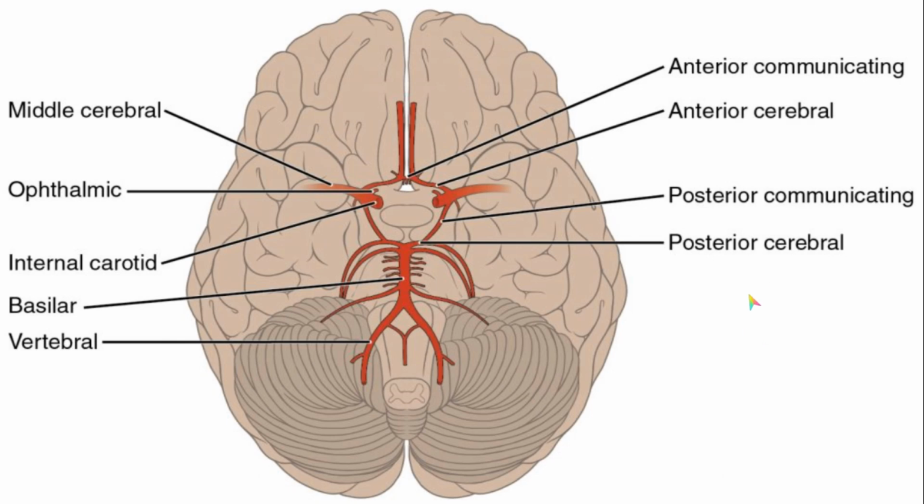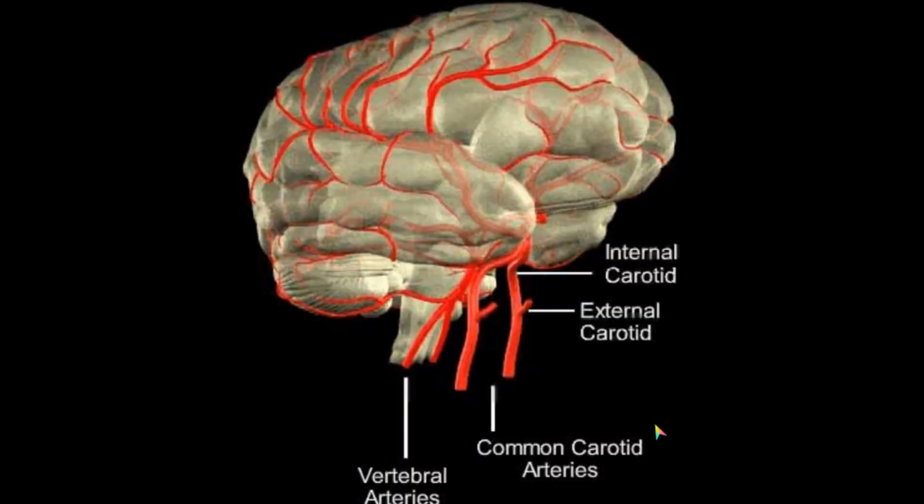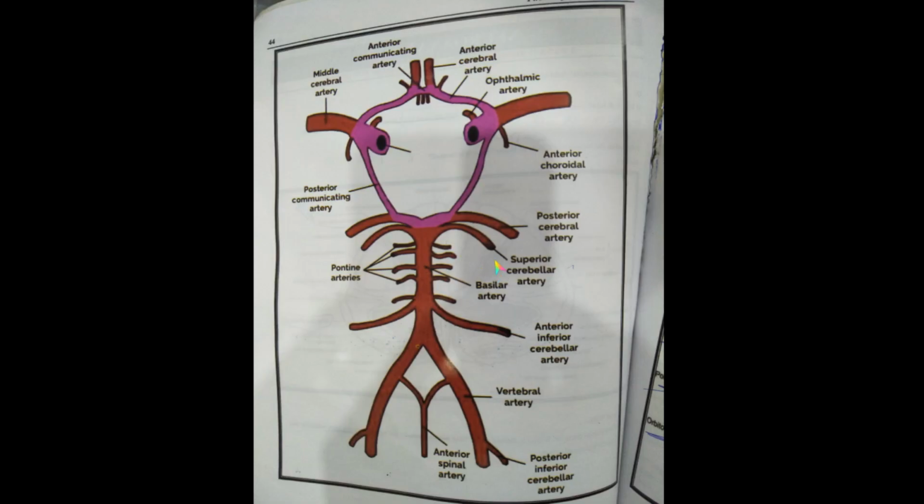Now we'll discuss the main arterial supply of the brain, the arterial network, and the main arteries present in the brain. First of all, you can see these two vertebral arteries. They come from downward and give the right and left vertebral artery.